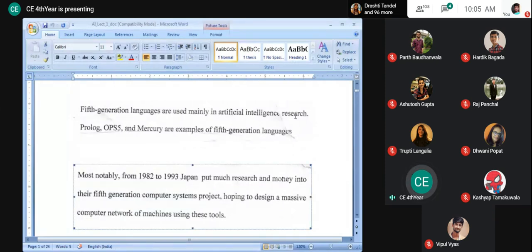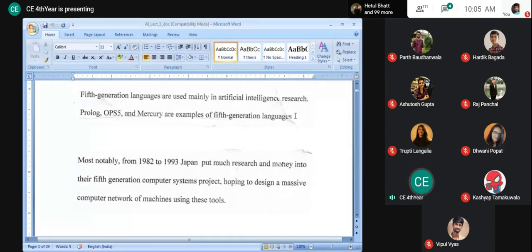These languages are mainly used in artificial intelligence research. Prolog is mainly used in artificial intelligence research, along with another logic programming language which is very popular, that is Lisp. These languages are not commercially used, so you will not find them in commercial applications. But for AI research, they are highly used. They are extensively used. Examples of other 5th generation programming languages are OPS5 and Mercury.